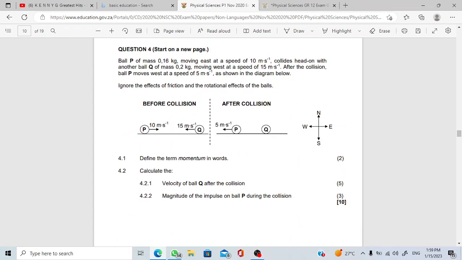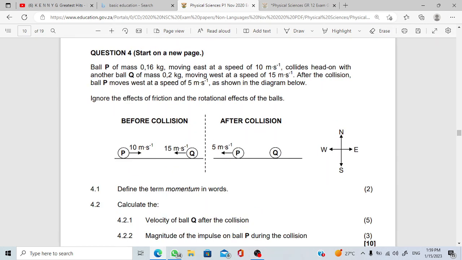Okay, now this is the new question that we are about to deal with. Now they say ball P of mass 0.6 kg is moving east at a speed of 10 meters per second and collides head on with another ball Q of mass 2 kg, moving west at a speed of 15 meters per second. After the collision, ball P moves west at a speed of 5 meters per second as shown in the diagram below.